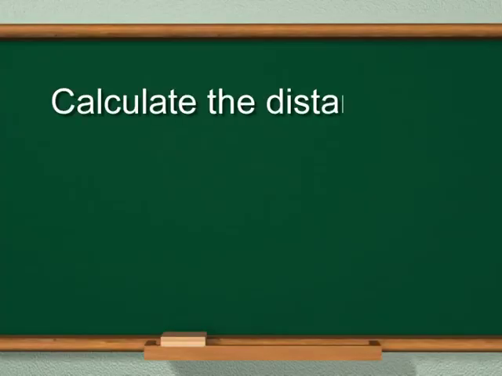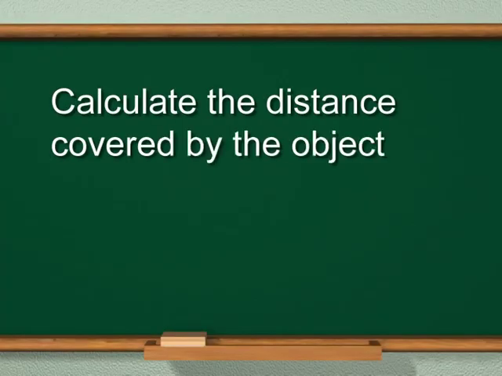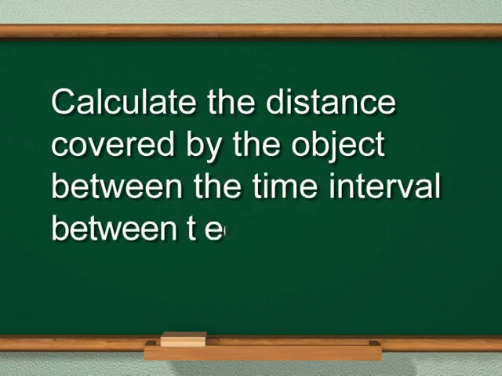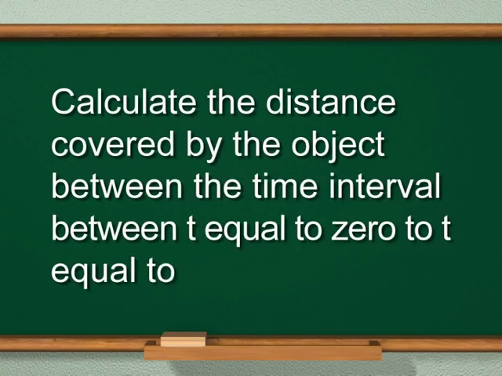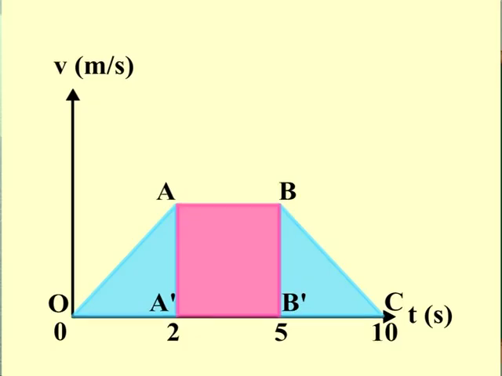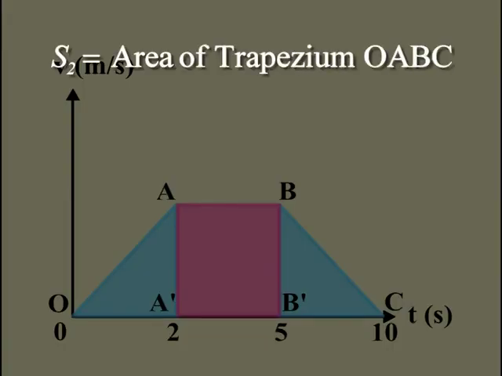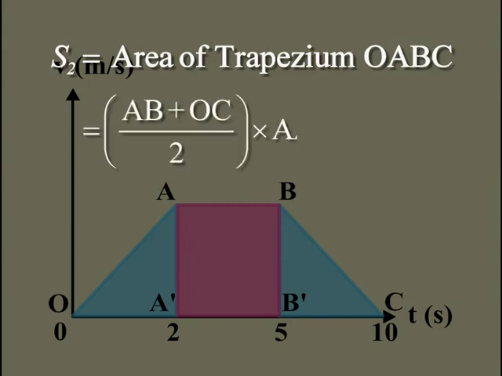Now calculate the distance covered by the object between t equal to 0 and t equal to 10 seconds. Let S2 be the distance covered in the time interval between t equal to 0 and t equal to 10 seconds. Then S2 is equal to the area of the trapezium OABC, which is equal to half of the sum of AB and OC multiplied by AA'.